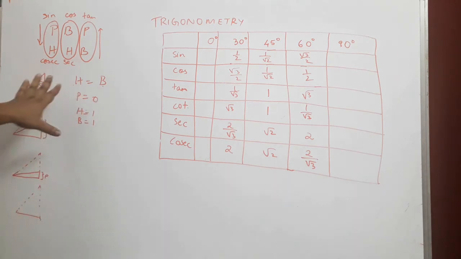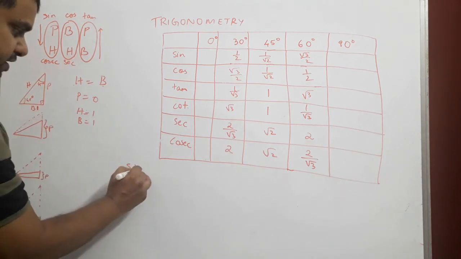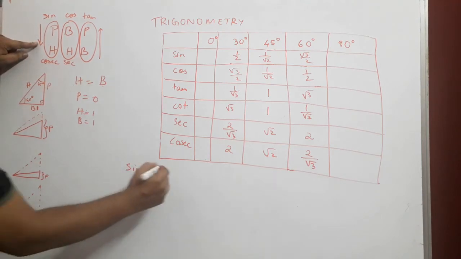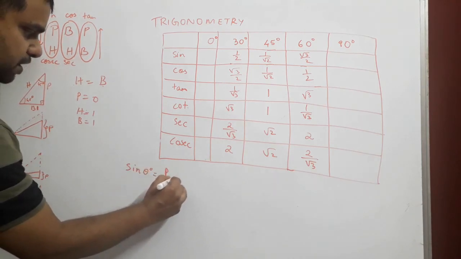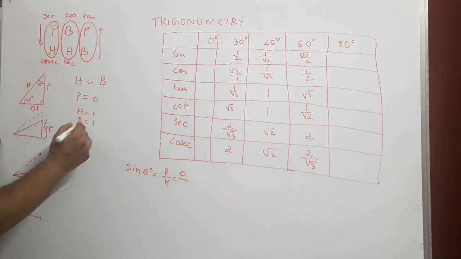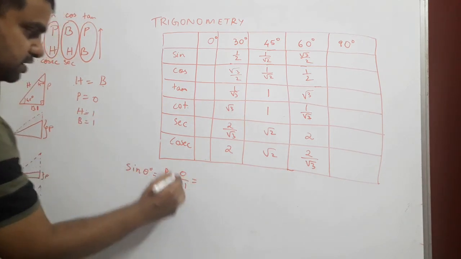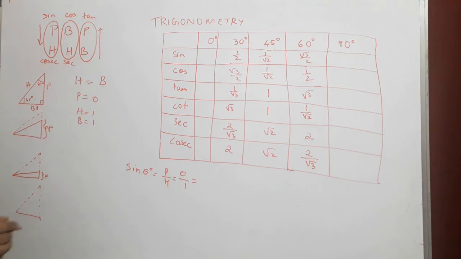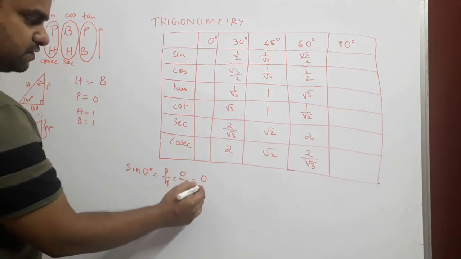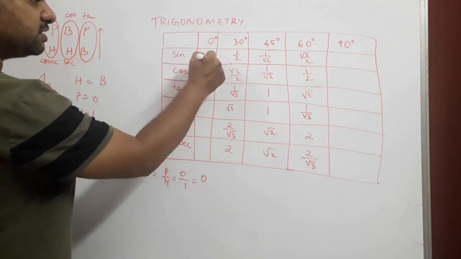Now we need to use this to find out sine 0. What is sine 0 degrees? It is p upon h. So we write down over here p upon h. What is p? p is 0. h is hypotenuse, which is 1. 0 upon anything is always 0. So sine of 0, not theta, this is sine of 0 degrees, is 0.